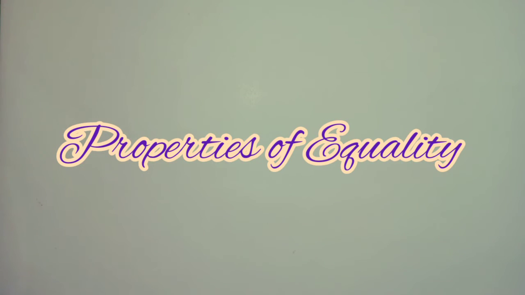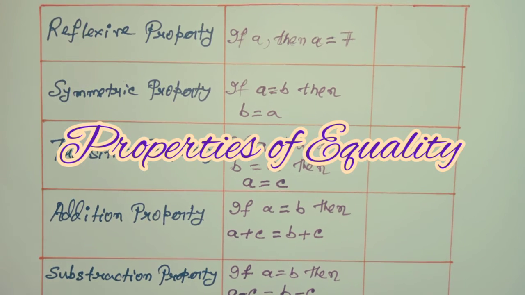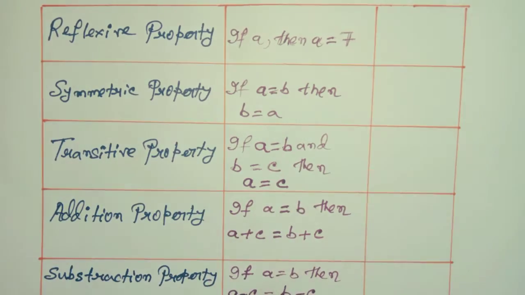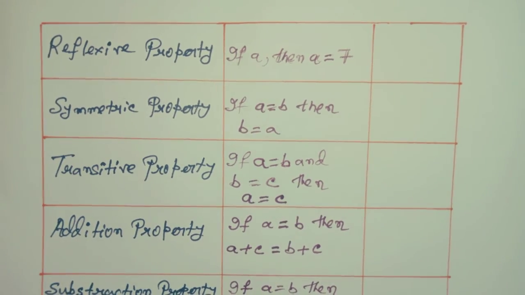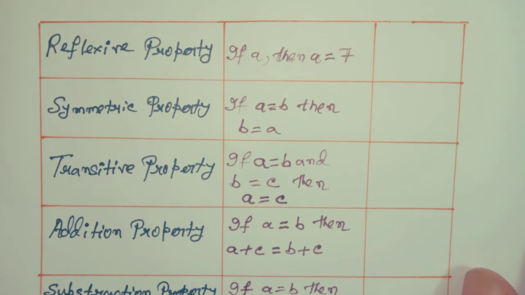Okay. So we are almost at the end of our video. I will just pull across something very important for you. These are a few of the properties which are called the properties of equality. The first one is the reflexive property. If you can see this clearly, I have written that if A, then A equals 7. So what does that mean?